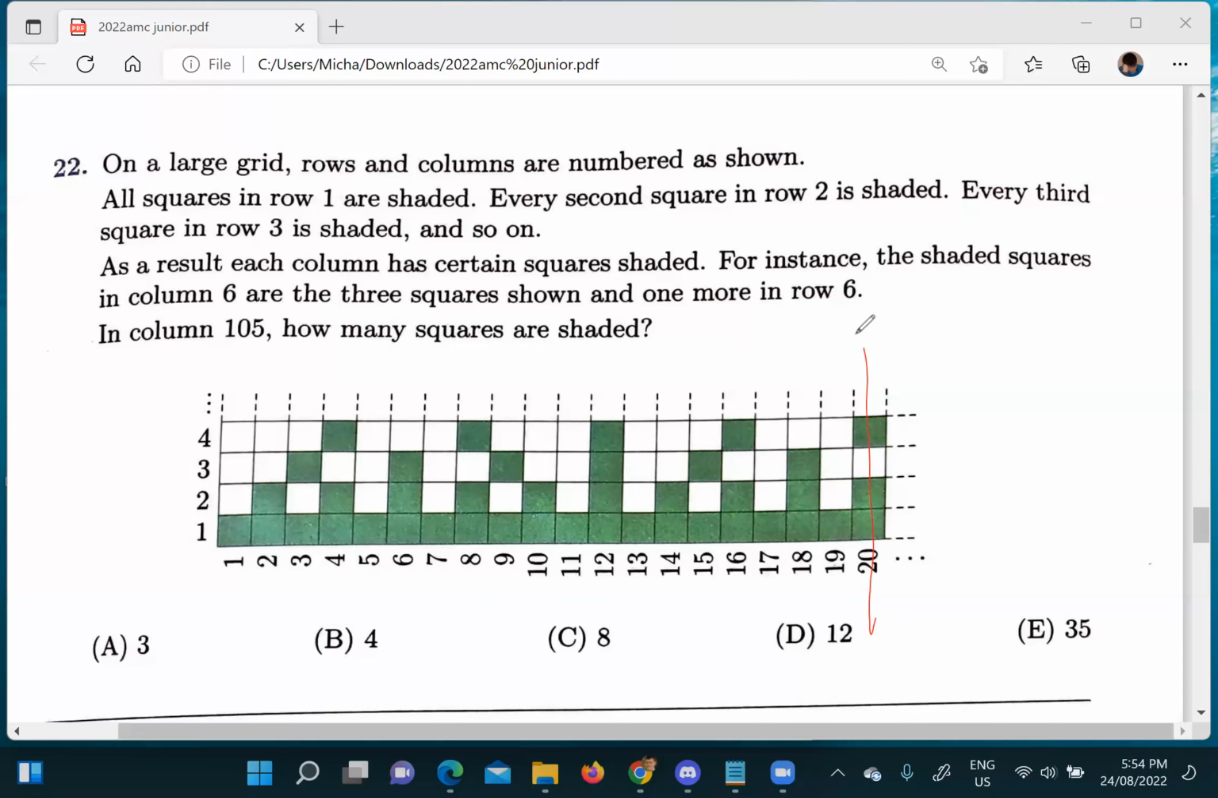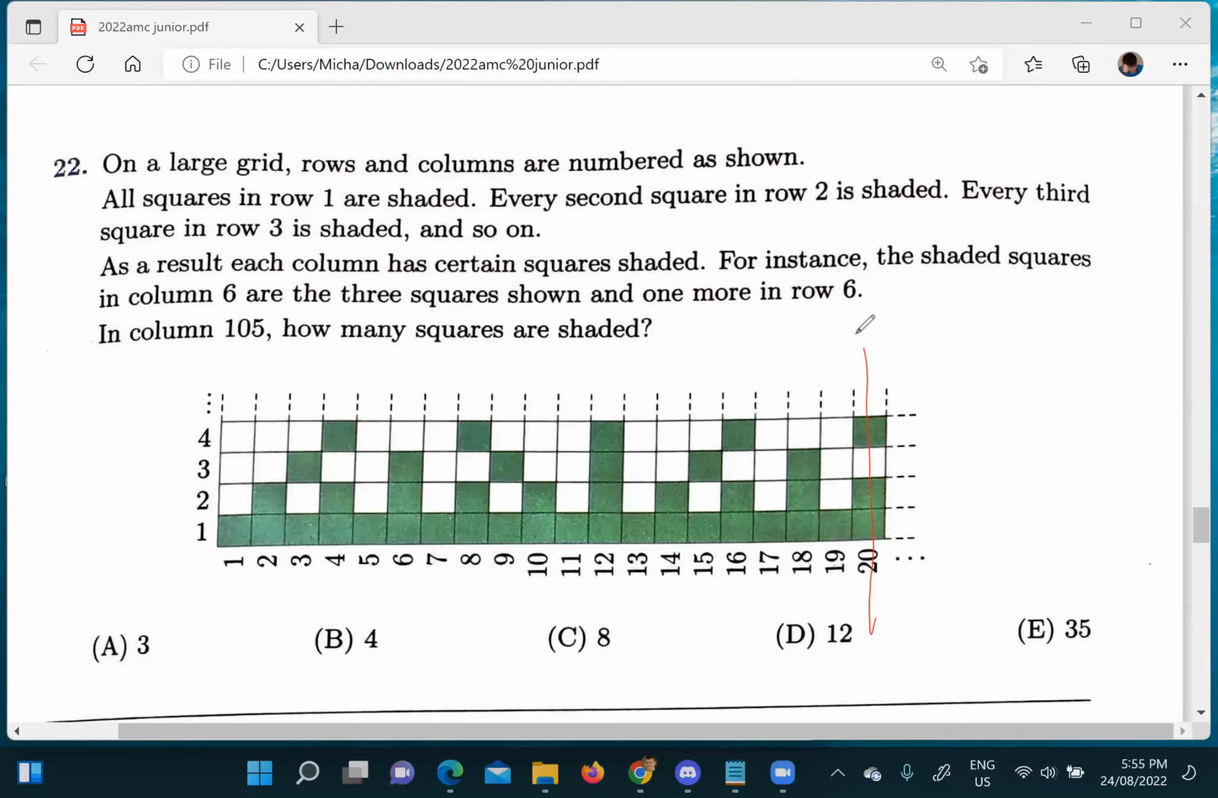Has to add up to the number. So the number of the row has to divide the number, right? That makes sense? So your column number has to be a multiple of the row number. Yeah? So the number of factors of 20 is exactly how many squares are shaded, yeah? You understand?